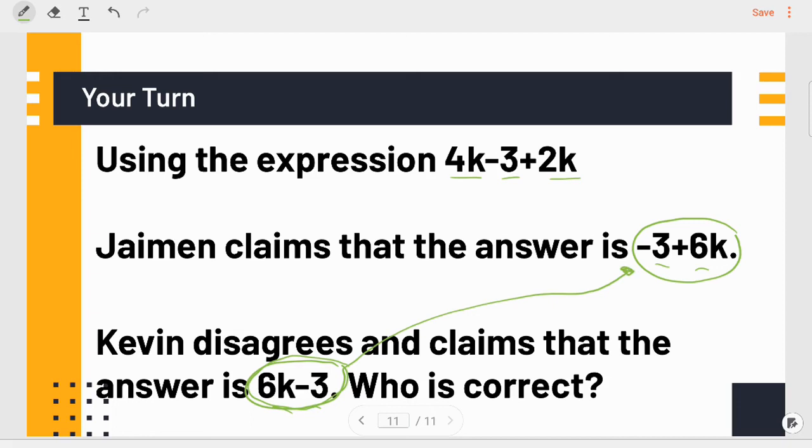The answer is yes. If I was to snip my terms into 2 pieces, 6k is positive. That matches the positive 6k that Jamin had. And then I have a -3, and Jamin also has a -3. So these 2 expressions would be equivalent. Also meaning if I were to set them onto a scale, they would balance each other out.